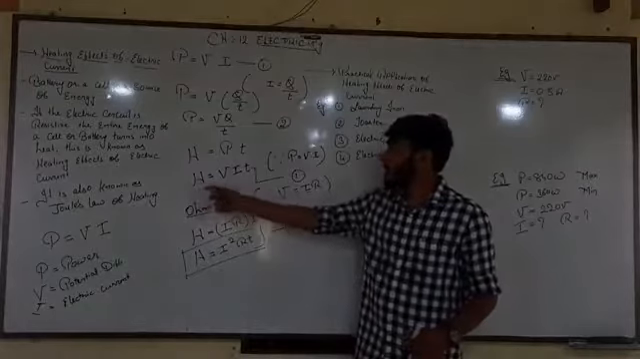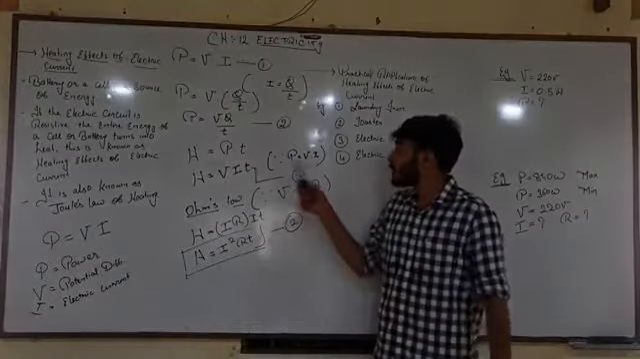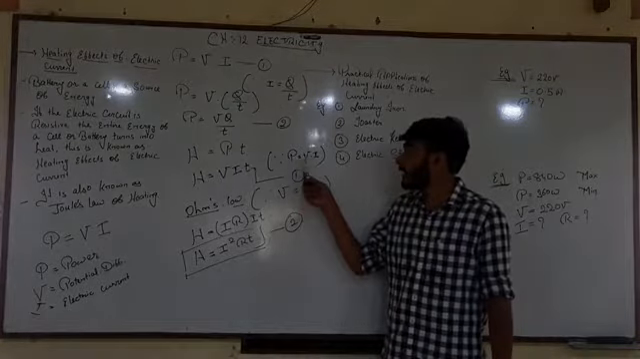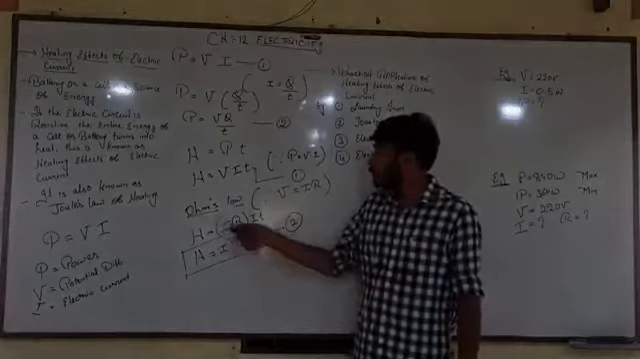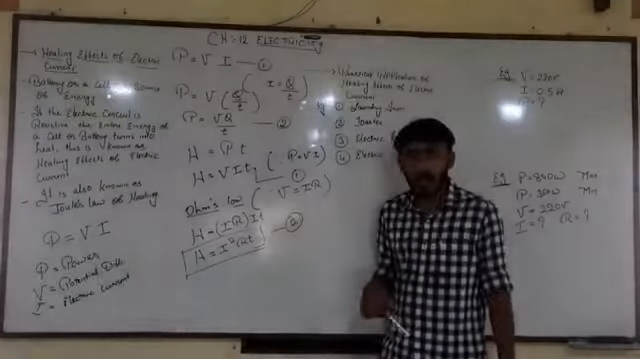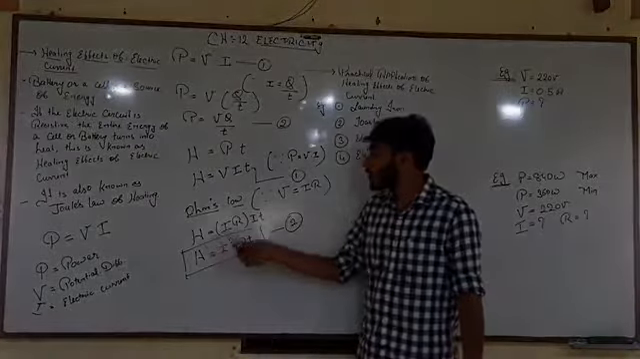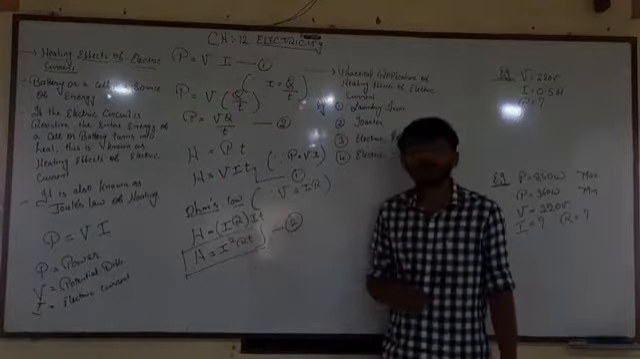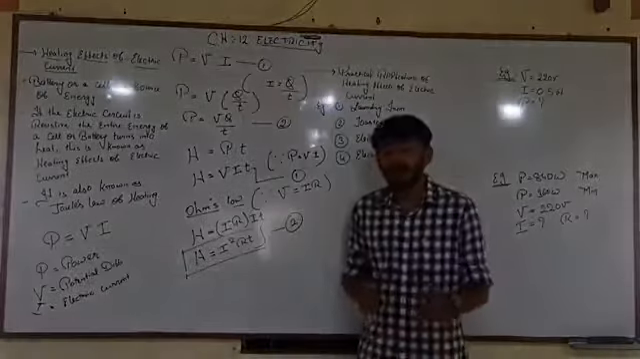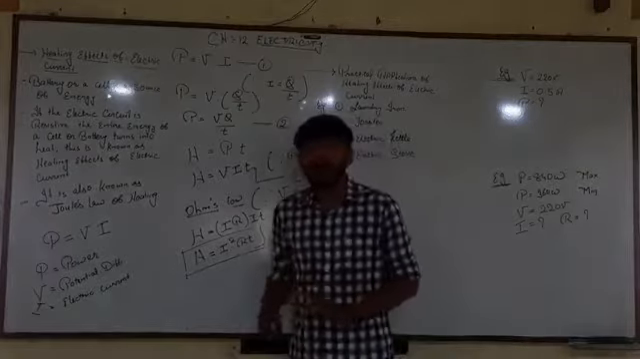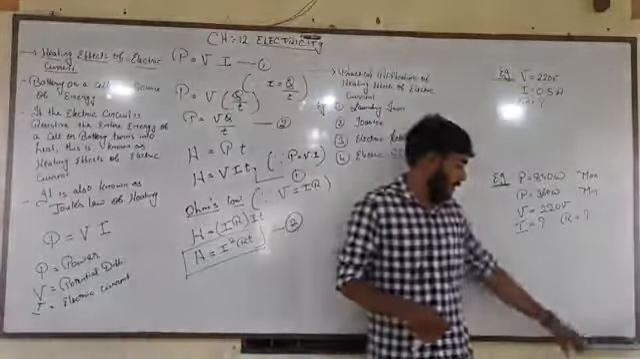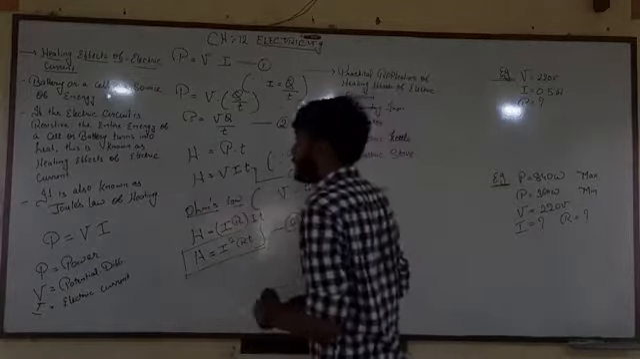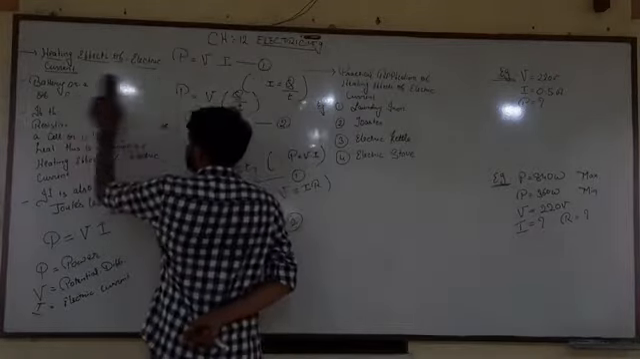Then we went for H is equal to VIT, substituting the value of P, that is V dot I, and Ohm's law, that is V is equal to IR. So H is equal to IR multiplied by I multiplied by R and T. So this is also known as heating effects of electric current. I hope you are clear with this. One more thing I need to tell you.